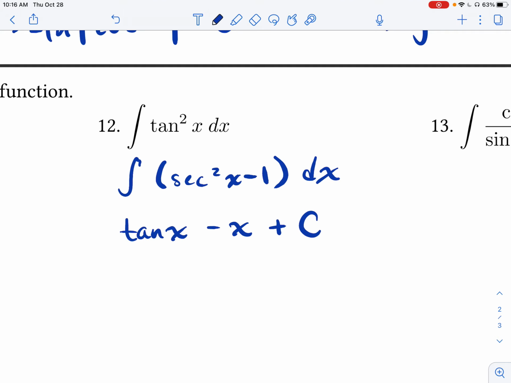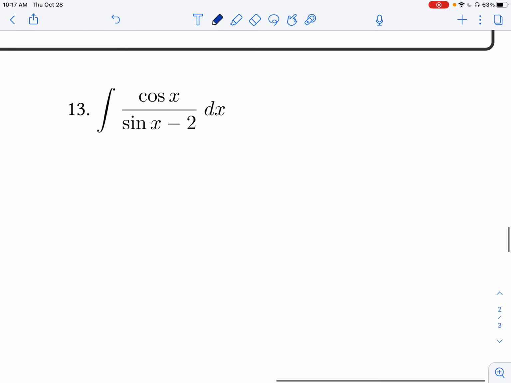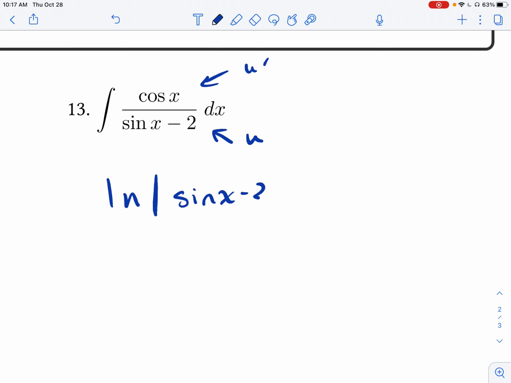Okay? Might as well try one more with you all, just to wrap up the video. How would we integrate something like this? Well, it's actually surprisingly easy. This is u prime if this here is u. So this is simply the natural log of the absolute value of sine x minus 2 plus c.